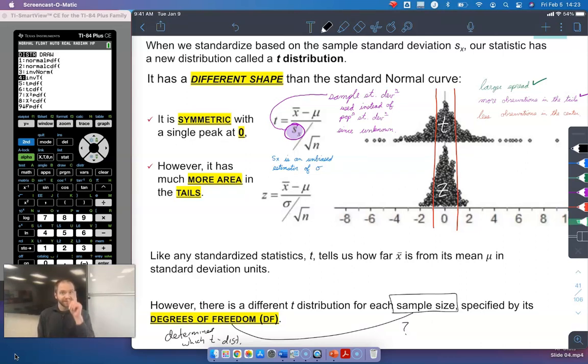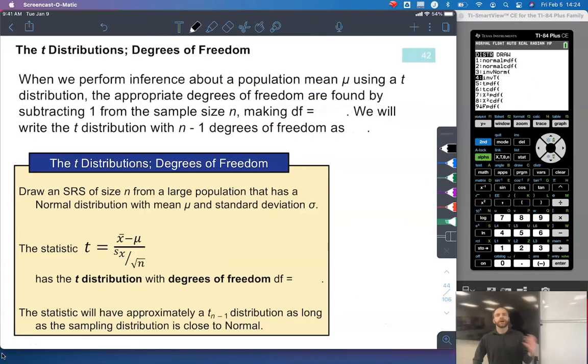So keep that in there. There's not one, like there's a normal. There's many, many, many t distributions. All right, so let's look at your slides 9 and 10.